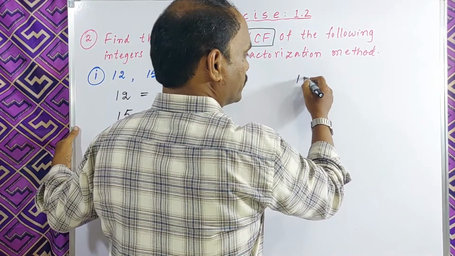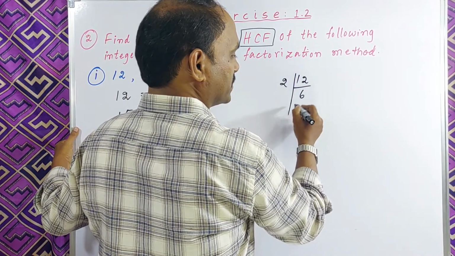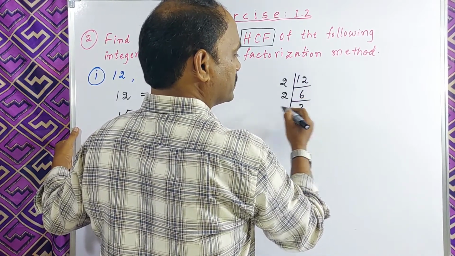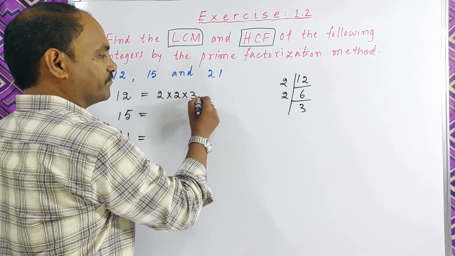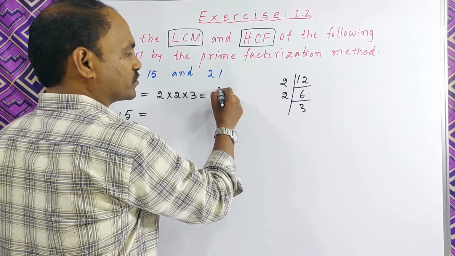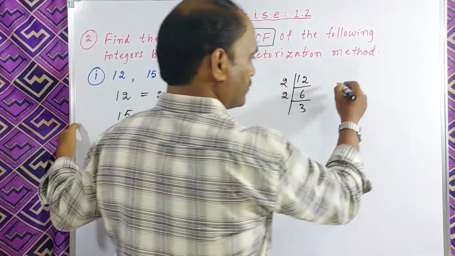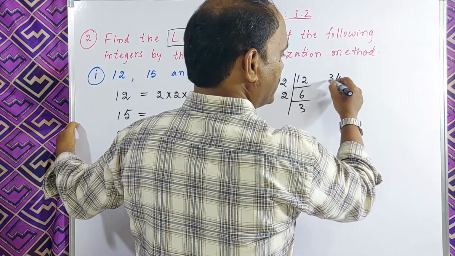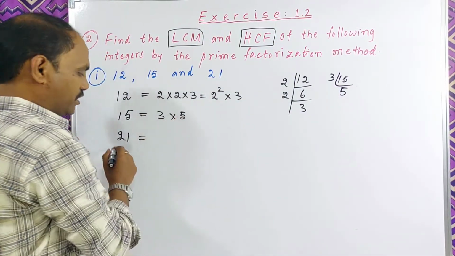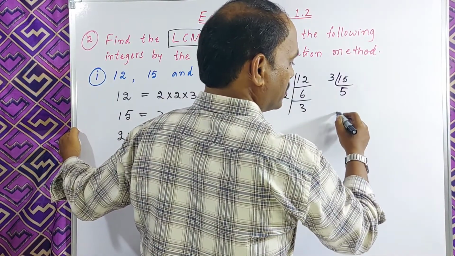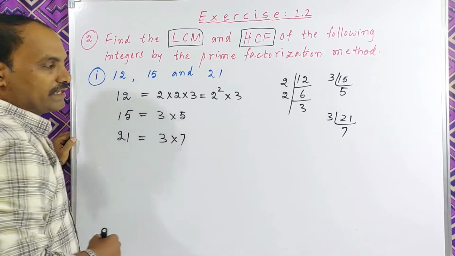So first divide 12. This one is an even number, so 2 twos are 4, 2 threes are 6. So 12 is 2 into 2 into 3, or 2 square into 3. Okay, now 15: 3 fives are 15. 21: 3 sevens are 21.